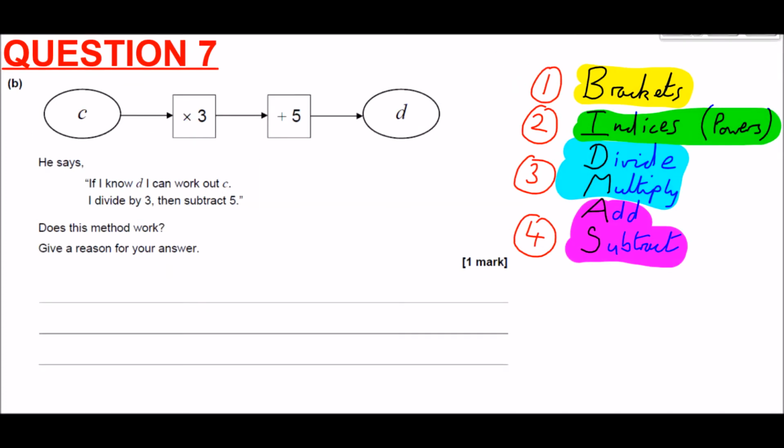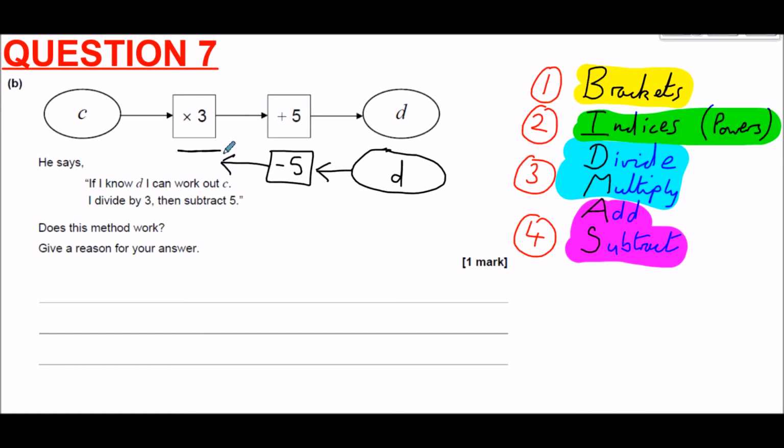And here is part B. So for part B, he says, if I know D, I can work out C. If I divide by 3, then subtract 5. So just looking at this number machine, if we start at D at the end, we can work back towards C. Again, like I said before, by doing the opposite process to what happened going the other way. So going forward, we added 5. Going backwards, we'll do the opposite and take away 5.